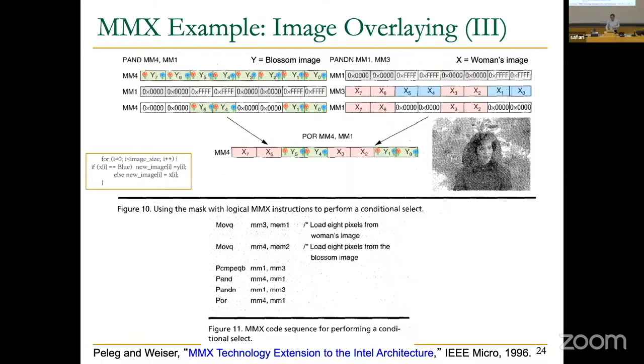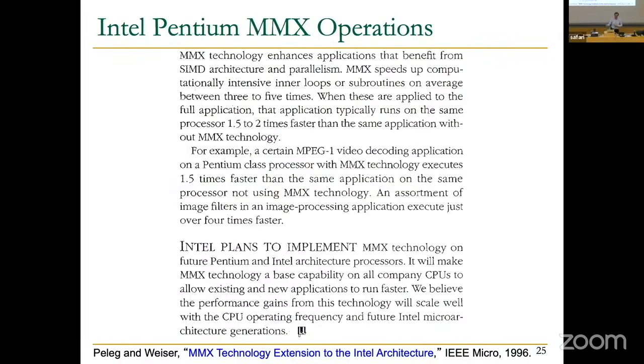So it's beautiful, as you can see. It's not magic, but it's very similar to what we have done earlier, except we didn't deal with vector length, because vector length is encoded in each instruction. And we dealt with vector mask in a very different way, right? The vector mask is really a general purpose register over here, and we use it as part of the operands to the instruction. Okay, you can read this paper, but basically they say that MMX speeds up computation-intensive inner loops or subroutines on average between 3 to 5 times.